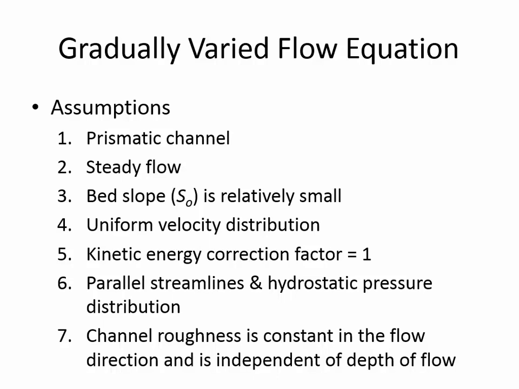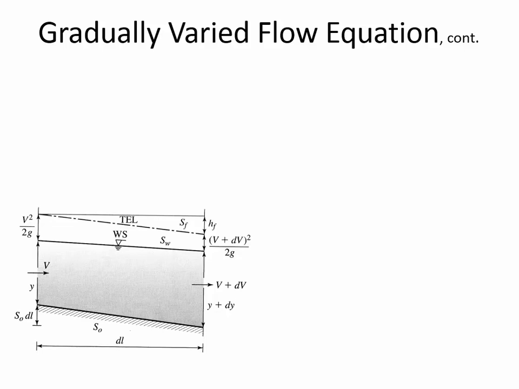Kinetic energy correction factor has to do with whether the velocity distribution is parabolic or not. And since we won't have laminar conditions in nature almost ever, then a kinetic energy correction factor of 1 is fine. Parallel streamlines, channel roughness is constant. Just things to be aware of as we go through this process equation that we're going to look at.